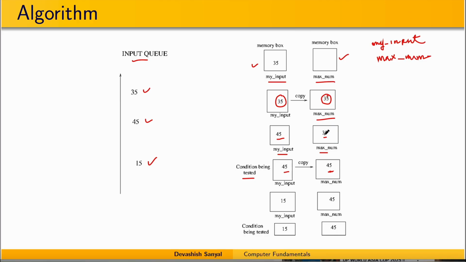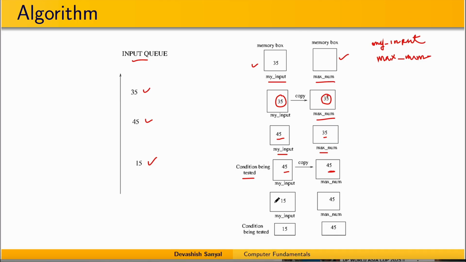So now 35 has been removed, and what we have is the new max num, which is 45, because 45 is greater than 35. So now in my input memory we have 45, and in max num we have 45.